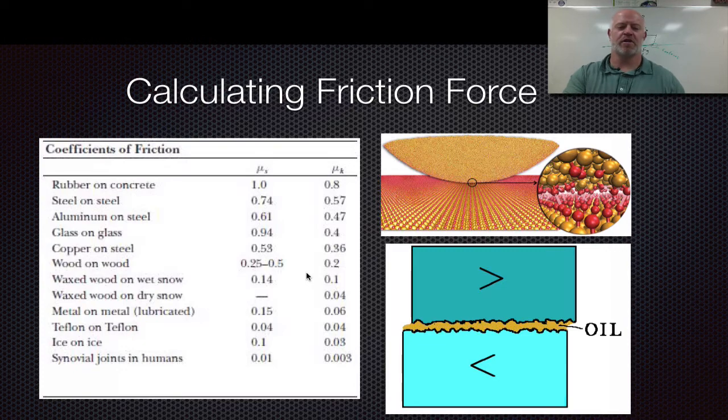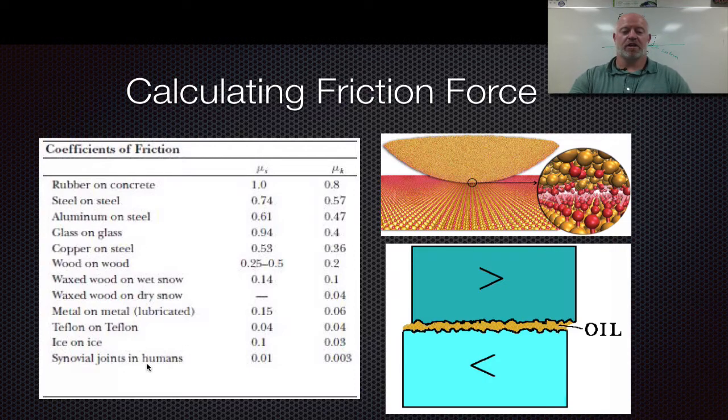Of all these numbers, the one I think is the most interesting is way down here: synovial joints in humans. So the joints in our elbows and our knees and our wrists. What kind of friction do we have inside our bodies? We know that over time, our bodies wear out, right? As you get older, you hear people getting hip replacements, or you hear that your knees go bad or your shoulder goes bad. That's because you build up friction inside there, you lose cartilage, that kind of stuff.